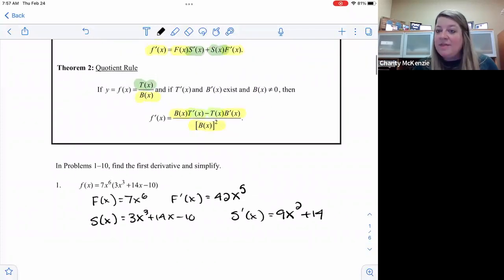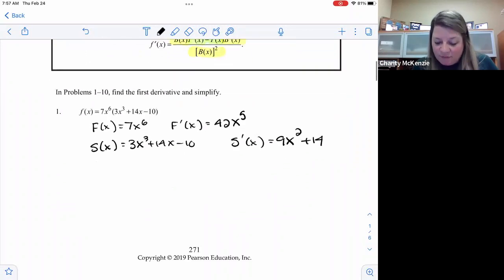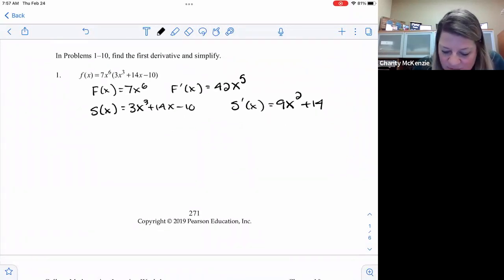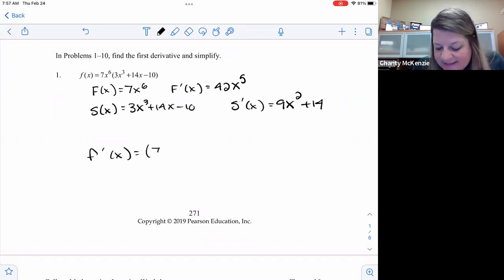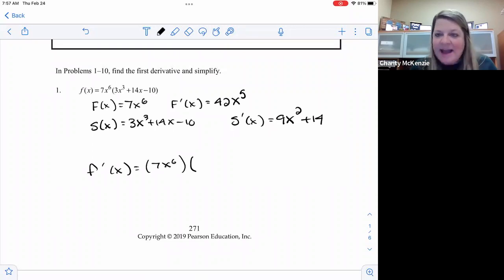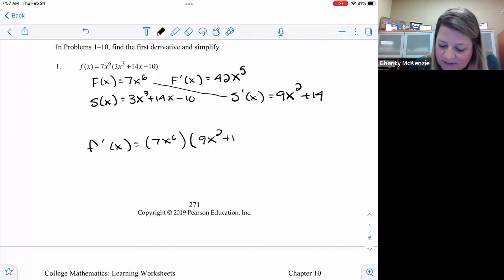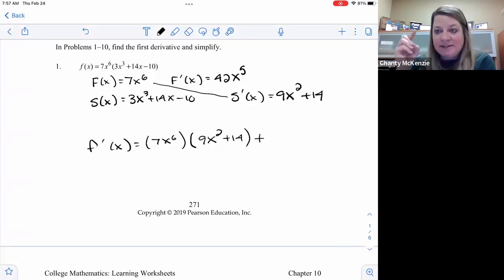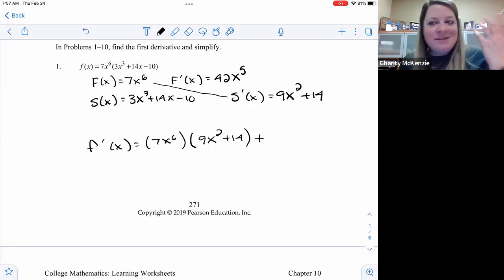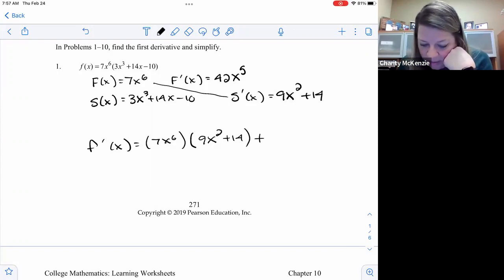Up here it says to start with our original first. So this is the derivative of the whole thing. Original first is 7x to the 6th. Then we're going to times that by, I just use parentheses for my times, the derivative of the second, so 9x squared plus 14. And then this one's a plus. Product is plus, it always is. In logs, product is plus. In exponents, product is plus. So, yep, plus.